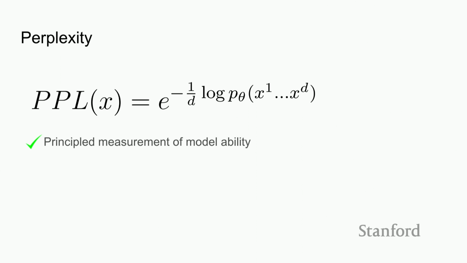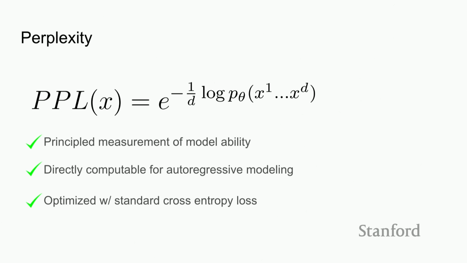The reason why is because it's a relatively principled way of measuring the model ability. If we have a very low perplexity on some other data set, it means that we're generalizing pretty well. We're compressing things, which is typically a good sign. Also, this is directly computable for autoregressive modeling because we can compute this p theta directly. And finally, we also tend to optimize with respect to something like this, because for autoregressive modeling we optimize the negative log probability, and taking an exponential is effectively optimizing something similar, which is why we can report something like this.